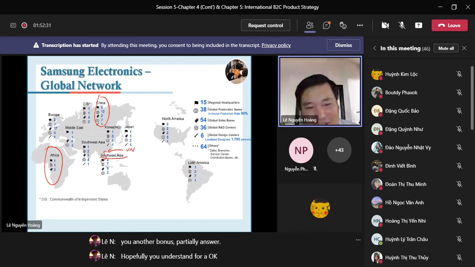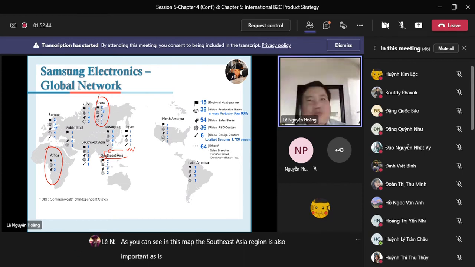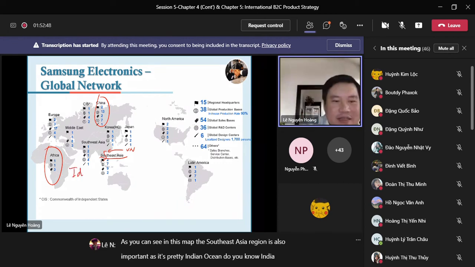Okay. Now getting back to it. As you can see in this map, the Southeast Asia region is of strategic importance as it reaches the Indian Ocean. Do you know the Indian Ocean?